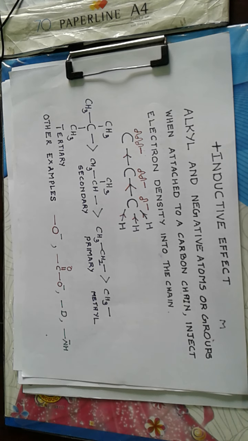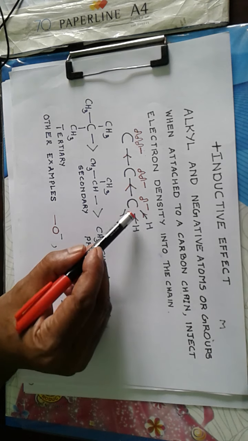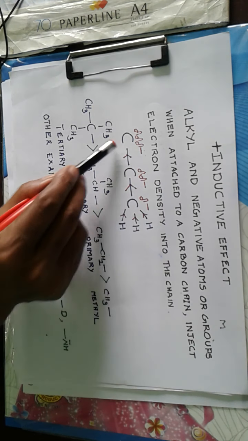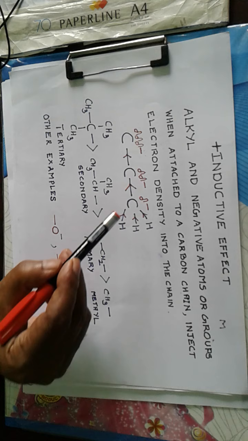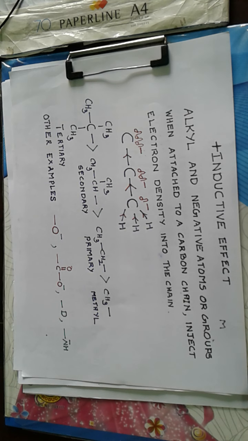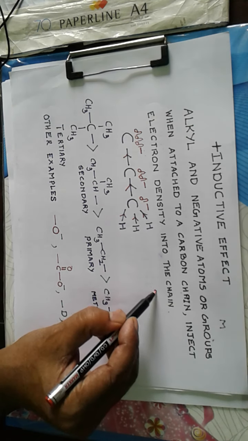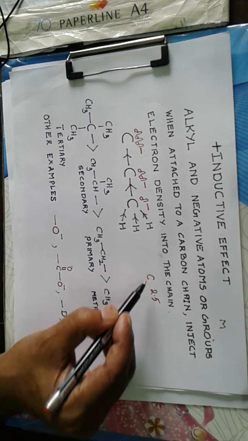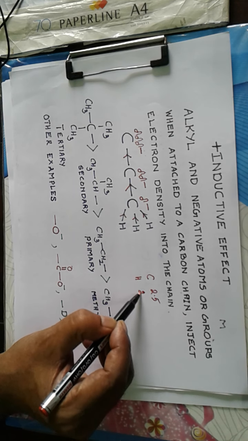Now coming to plus I effect. Usually alkyl groups and groups with a negative charge show plus inductive effect. That means electron density is injected into the carbon chain. Now consider a methyl group connected to a carbon chain. Carbon has an electronegativity of 2.5 and hydrogen has an electronegativity of 2.1.